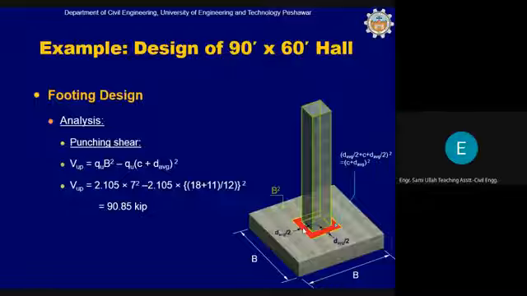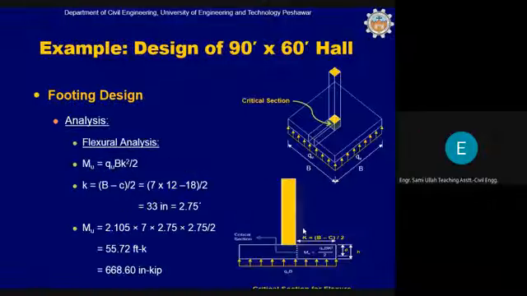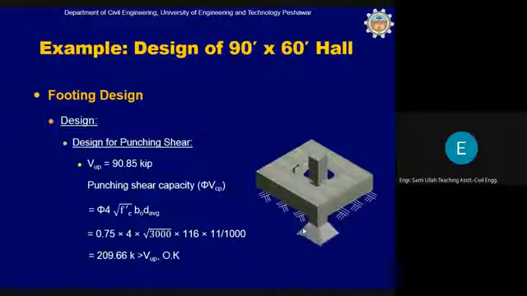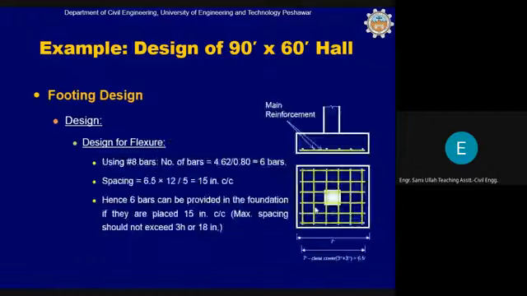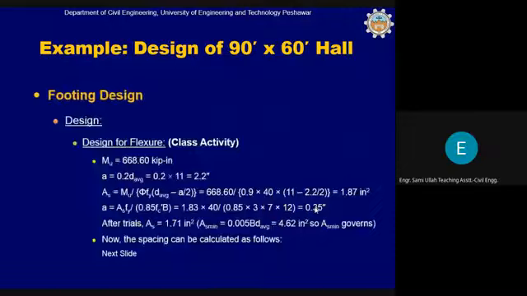We discussed this in the previous lecture. If you have any difficulty in understanding this, you can study the previous lectures, and if it is still not clear, you can ask your questions in the next lecture. Anyway, when the punching shear is calculated in this manner, 90.85 kip is the punching shear calculated now.